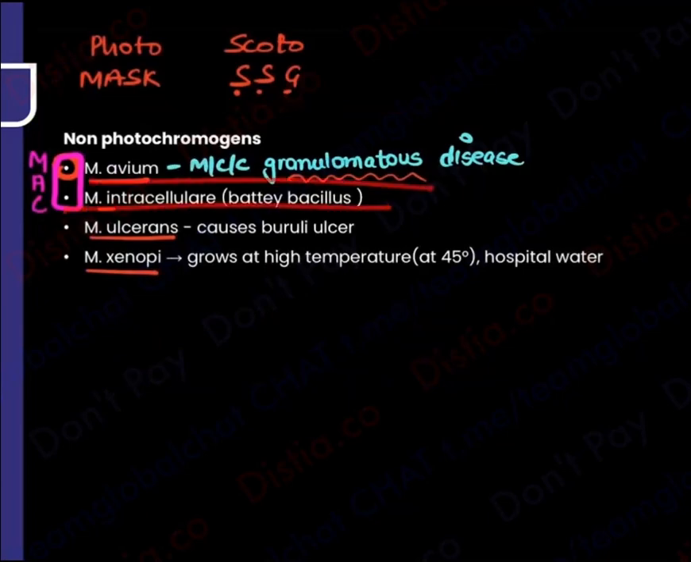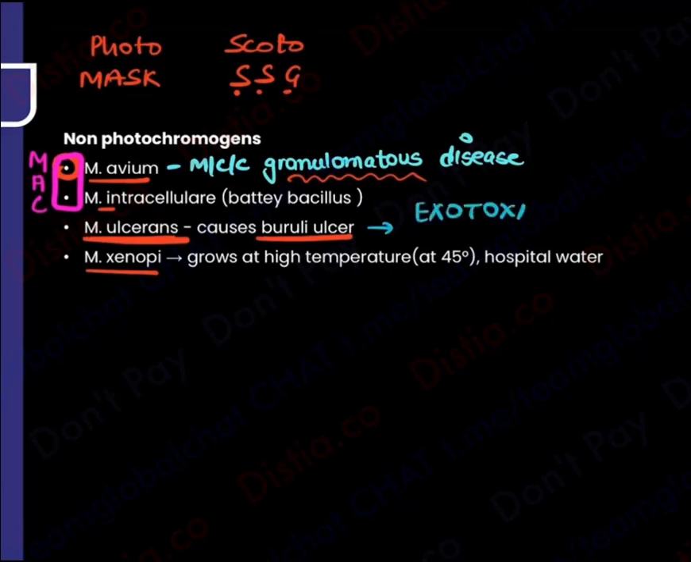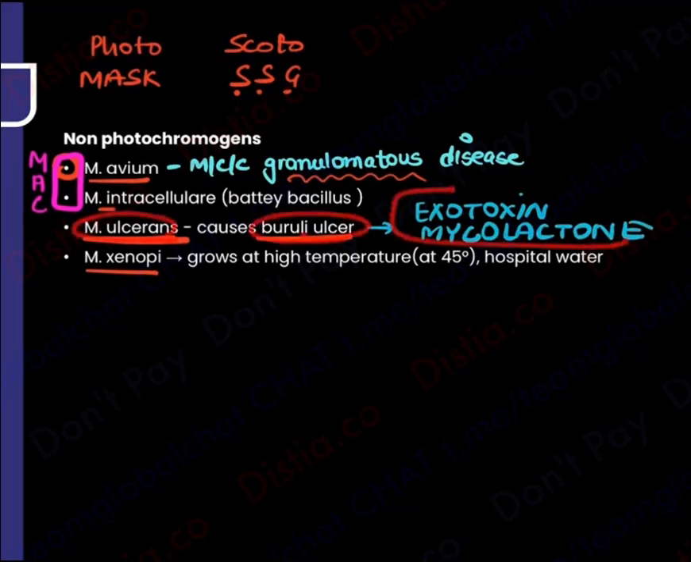This is done. Now, who causes Buruli ulcer? Of course, no doubt about it. Buruli ulcer will be caused by ulcerans only. And let me tell you, this is the only one which produces an exotoxin, the only mycobacteria to produce an exotoxin, that is mycolactone. So please note, ulcerans has of course Buruli ulcer, and it is the only one. Why is it causing the ulcer? Because of mycolactone.